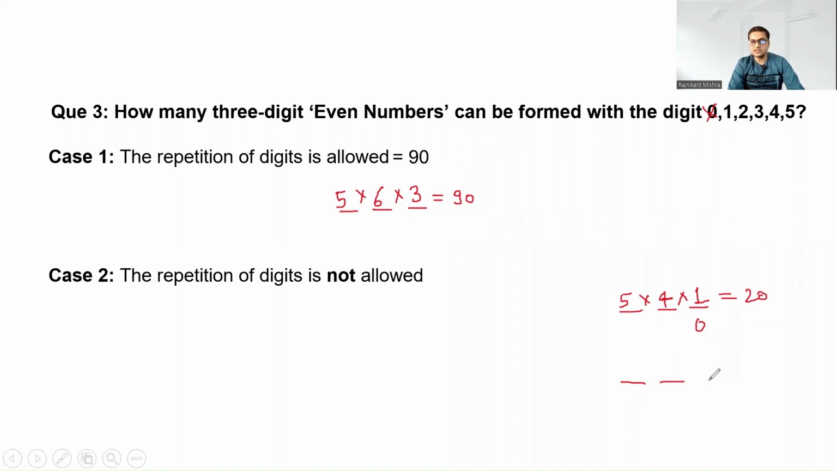Case 2, when 0 is not at the unit place. In this case, we have only two choices, 2 and 4. Put 2 here. Now out of 2 and 4, one option is removed. 0 can't be at the hundreds place. So for the hundreds place, we have only 1, 2, 3 and 4. 4 choices. Now for tens place, 2 choices out of 6 are removed. So the remaining choices are 4. 4 into 4 into 2 is equal to 32. Now add 20 plus 32 is equal to 52. So the possible number of arrangements is equal to 52.